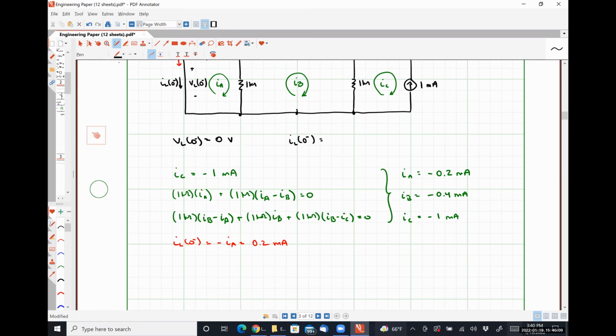With our switch opening the correct way, are you all satisfied with our analysis that we've done here at t is equal to 0 minus? All right. Now we can move on to t is equal to 0 plus, which is step 2.